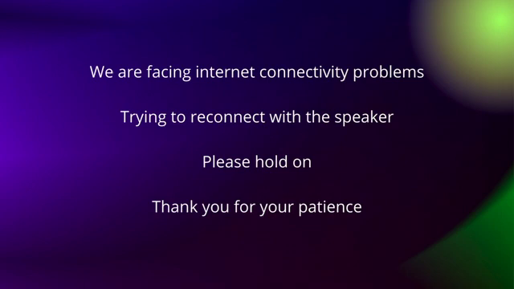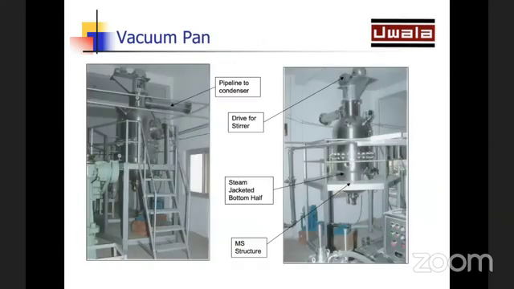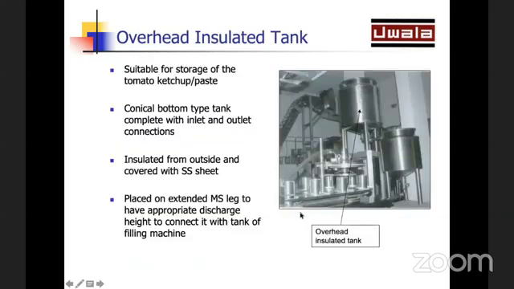So I was talking about vacuum concentration and the advantages of vacuum concentration. In the pans that you see in the picture, we can do the concentration of tomato pulp to obtain tomato puree. But this concentration happens under vacuum, which leads to better quality of product. This is how it's installed in the plant, and some of the parts of the vacuum pan can be seen in this image. We have a drive, we have a steam jacket, we have a structure on which the whole thing is placed, etc.